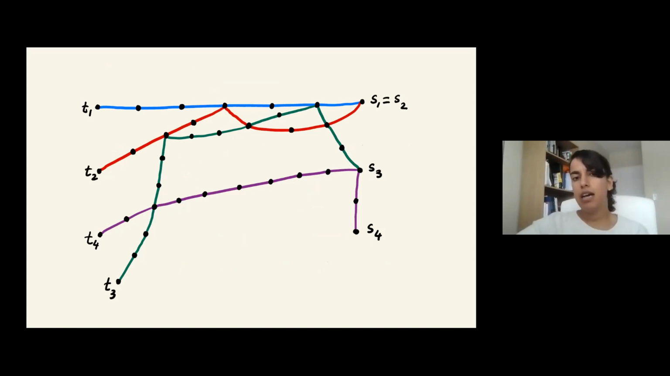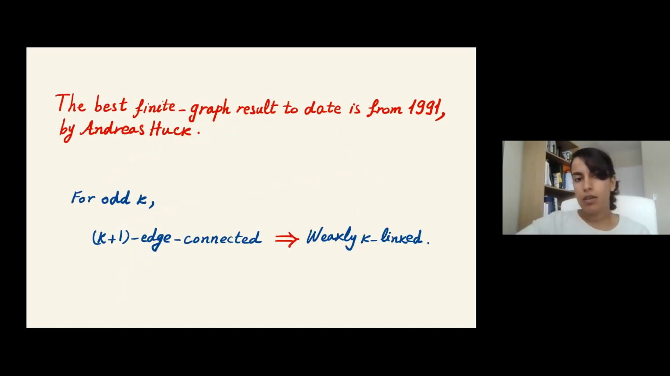For even K, a connectivity of K plus 1 is necessary, and it's enough to prove the conjecture for odd K, because if K is even, then K plus 1 is odd, and then by the conjecture for odd numbers, it is K plus 1 weakly linked, and so K weakly linked. So the best result until now for finite graphs is from 1991 by Hooke, and it's just one step away from the conjecture.